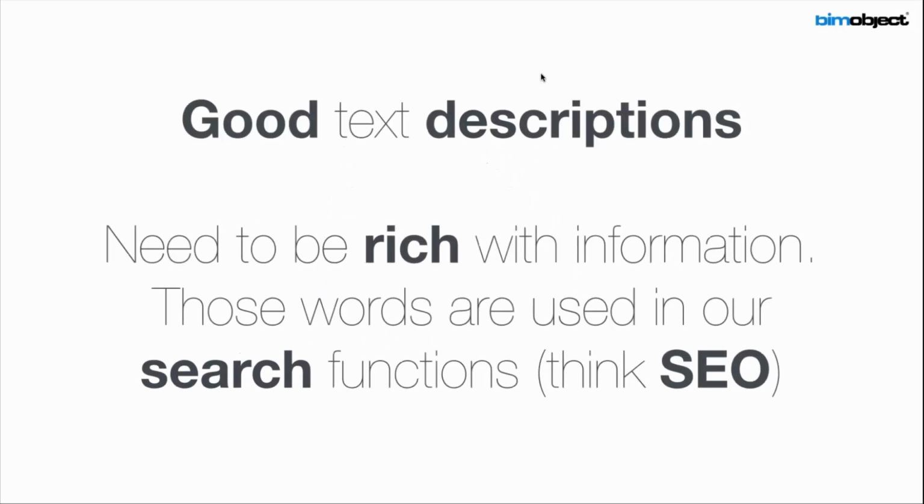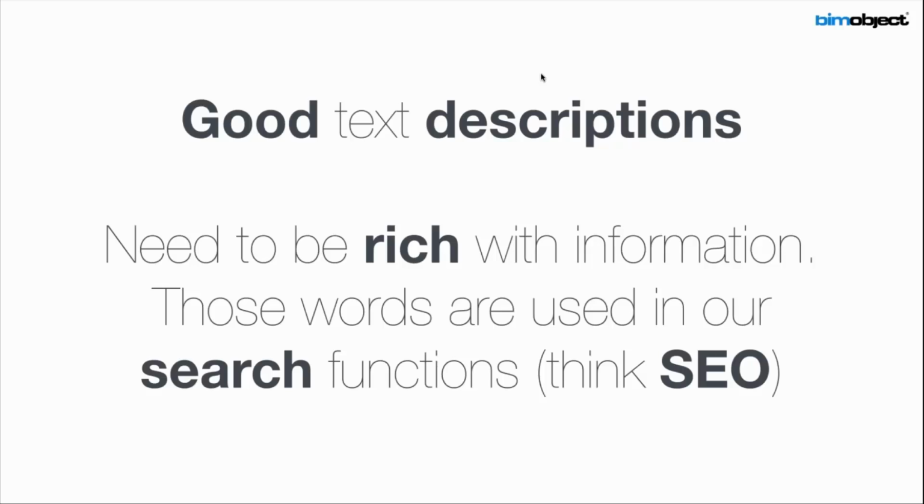So the first thing we're going to have a look at is better search results. How can your objects appear in more search results when users are trying to find your stuff? So first of all, you need to make sure that you have really good text descriptions. We don't want to see just 10, 15 words which come out of your BIM system. They need to be rich with information. These words are the words used when we apply search. Think of SEO, search engine optimization that you do on your own websites for Google, Yahoo, Bing, those sorts of things. We run the same thing here.